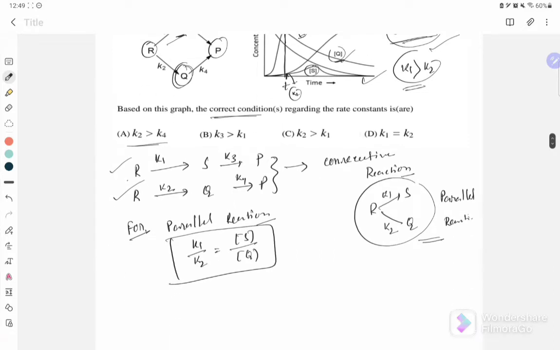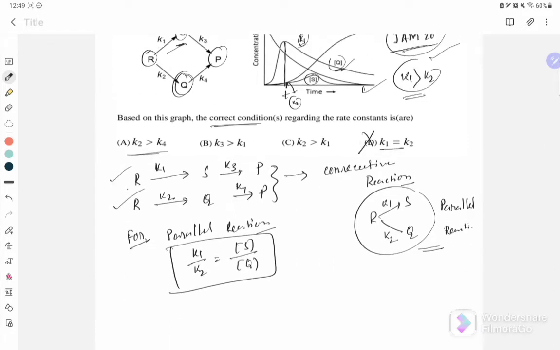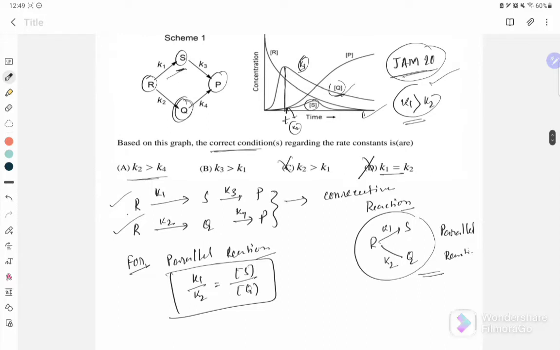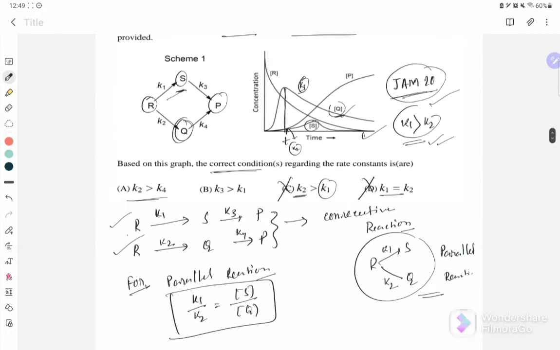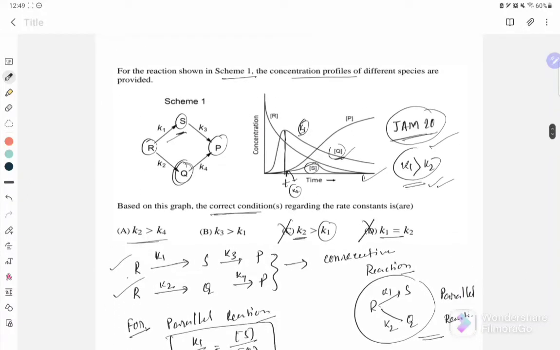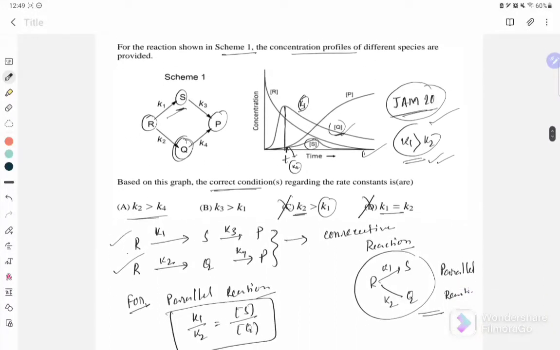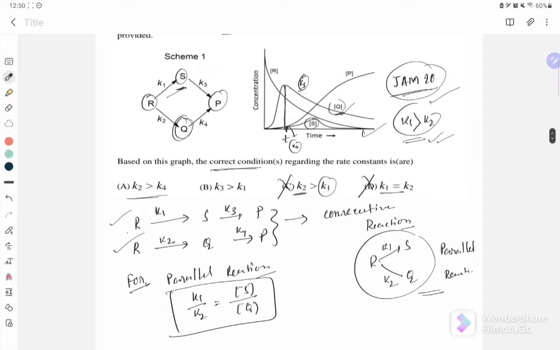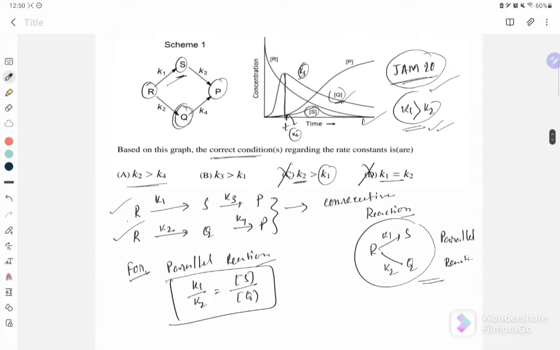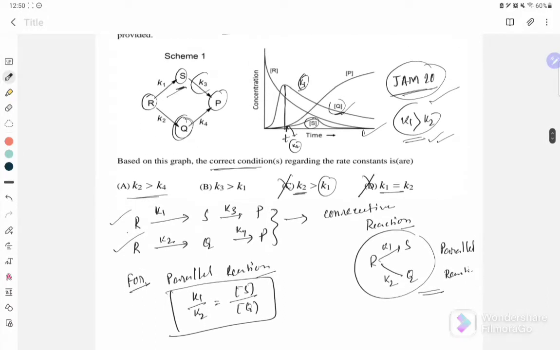So the option K1 is equal to K2 is not correct, and this also is not correct, because K2 is not greater than K1. K1 is greater than K2. So we have to look at the other options. Okay, go for the other option. So here K3 is greater than K1. K3 means this one.